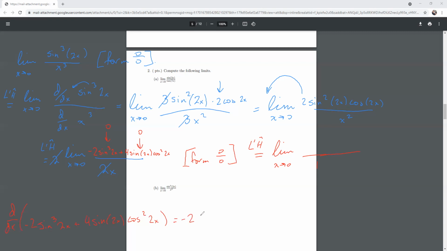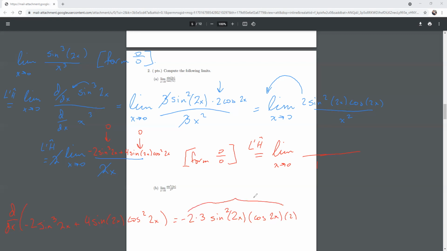Minus 2 times 3 sine squared of 2x, and then we're going to multiply, so let me put parentheses around that, multiply by the derivative of the inside, which is going to be the derivative of sine. That's going to be cosine of 2x, multiplied by the derivative of the inside there, which is 2x, so the derivative gives us 2. So multiply 2 right there.